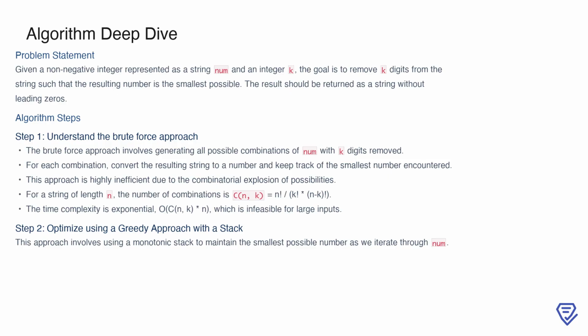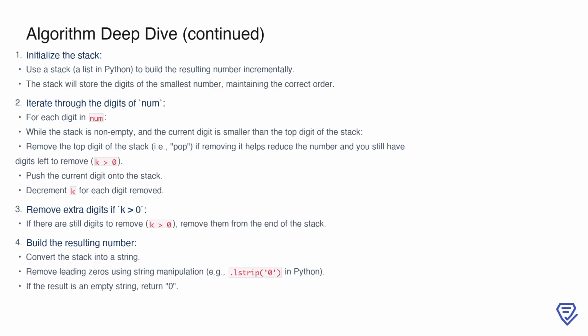To address this inefficiency, we turn to a more optimal solution, a greedy approach using a stack. This method allows us to iteratively construct the smallest possible number while efficiently managing the constraints of the problem. To implement the greedy approach, we begin by initializing an empty stack. This stack will be used to build the smallest number incrementally while maintaining the correct order of digits.